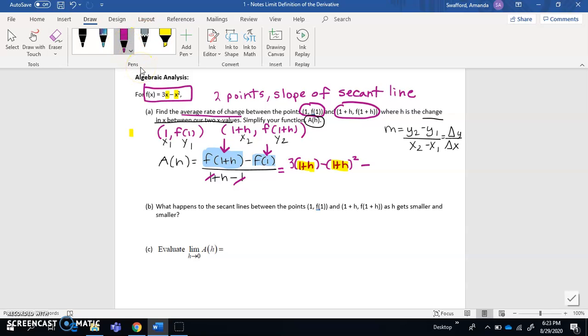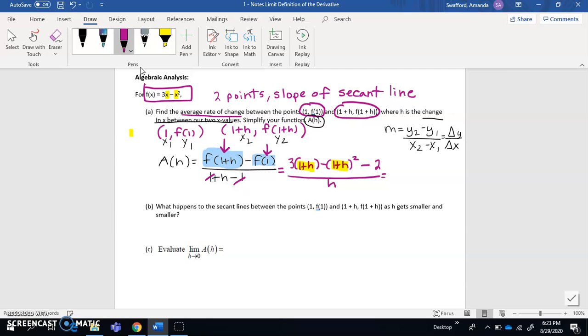Now I have to subtract what I get when I plug in 1. Well, I'm just going to plug in 1. 3 times 1 is 3 minus 1 squared. So this is really 3 minus 1, or 2. And then it's all over h.